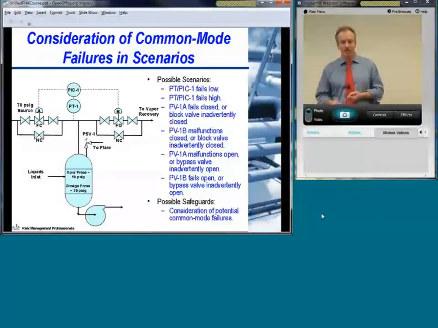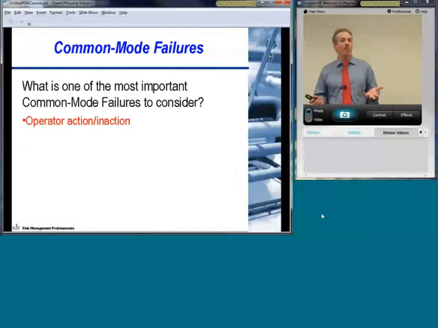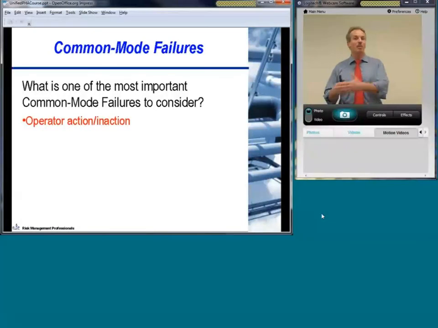Again, common mode failures, what's one of the most important things to look at? What can go wrong at a facility? Operator action or inaction, whether in response to an alarm, or a maintenance person who's been doing the same procedure for maintaining relief valves that's incorrect for your entire facility. These are things that need to be considered during the HAZOP study, and human errors and operator issues are paramount to look at very carefully.